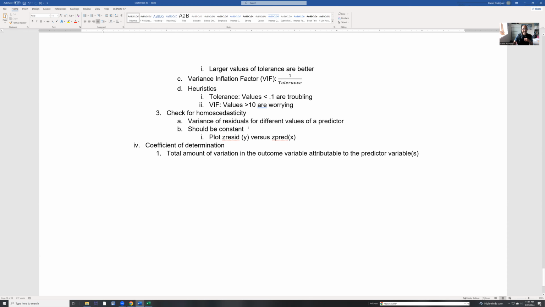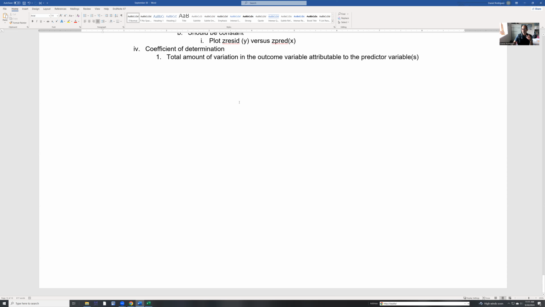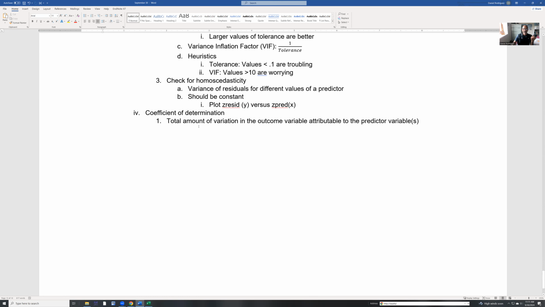We check for homoscedasticity. I'd mentioned that we want the variance of our residuals to be the same. We don't want them to be different. So we're going to take a look at that using plots. And then we'd also get the coefficient of determination. So we'll have similar statistics to those we have for correlations.